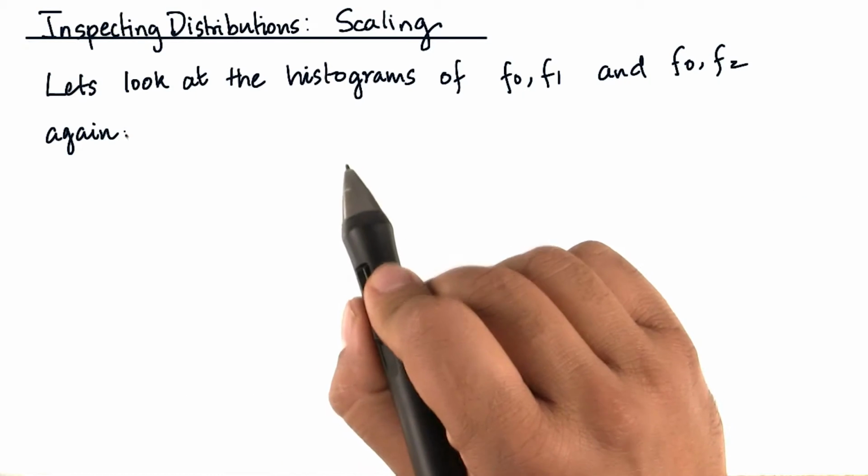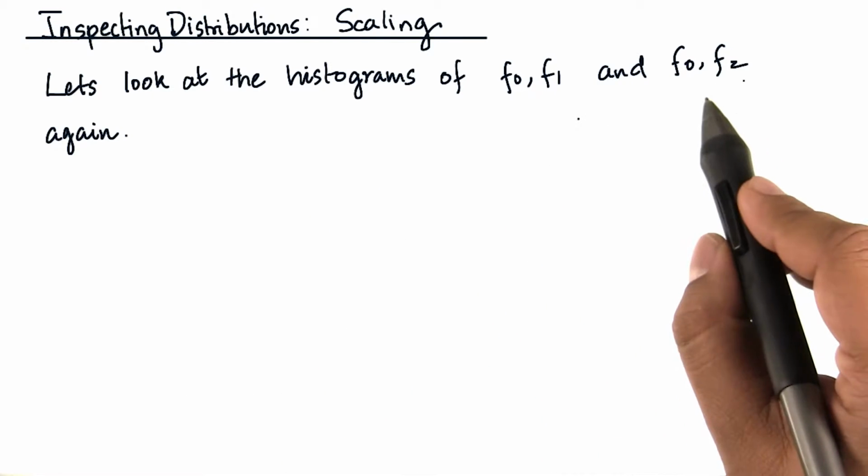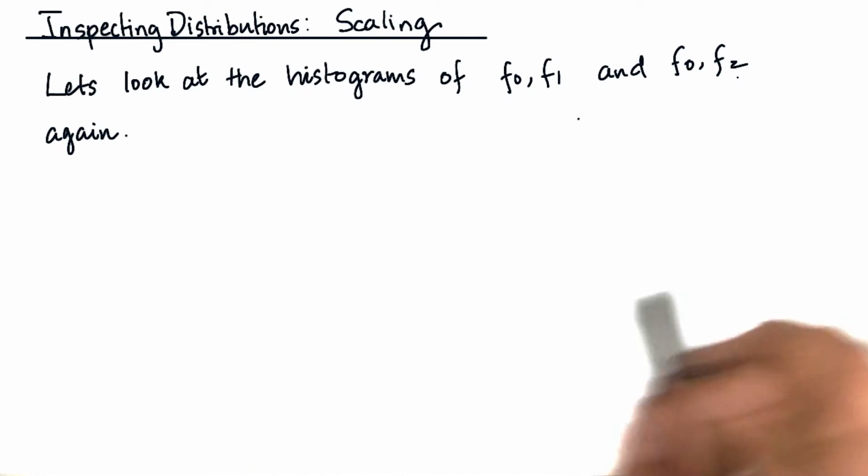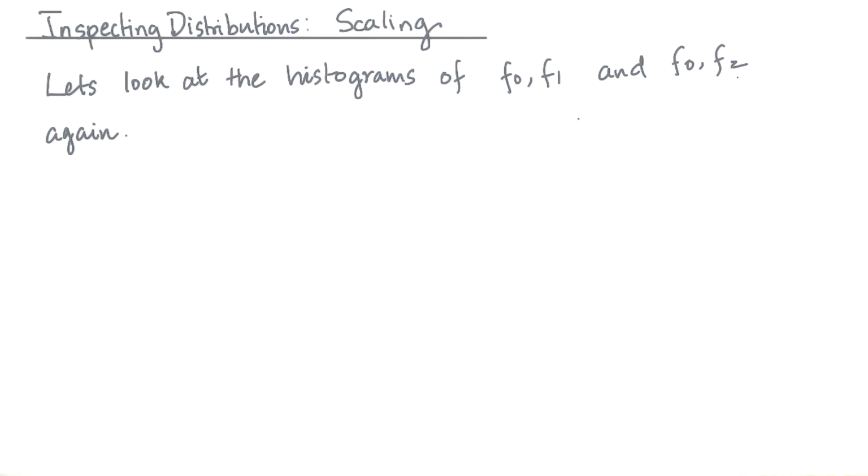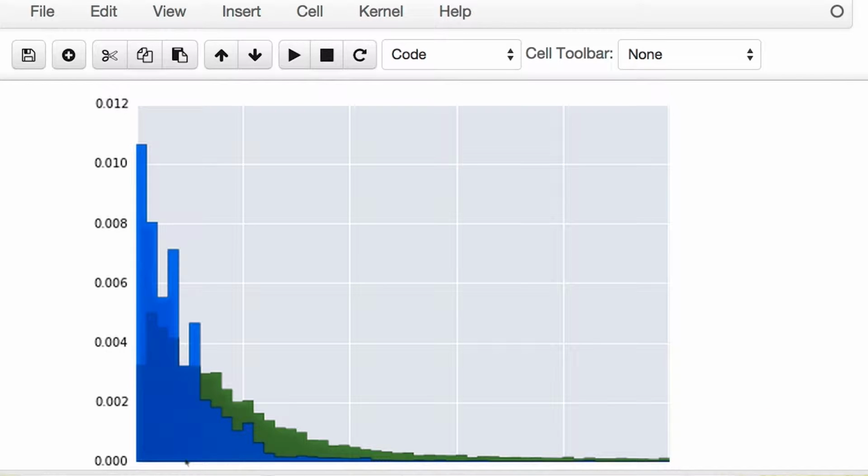Let's look at the histograms of F0 and F1 and F0 and F2 again. Let's switch to the IPython notebook quickly. Here we are looking at two histograms of F0 and F2. The F0 is the average submitted charge amount shown in green, and F2 is the average Medicare allowed amount shown in blue. Notice the shape of the two histograms are quite different. Moreover, the value ranges for F0 and F2 are also quite different.